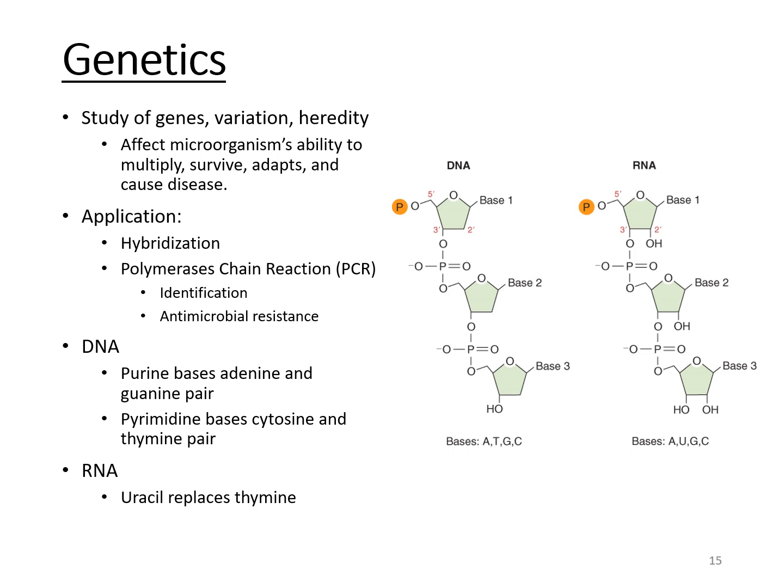Now, as you know, the prokaryotic cells do not have any sort of nucleus, so the genetic makeup is not contained within a nucleus. But your eukaryotic cells do have a true nucleus, and so that genetic material is maintained within that nuclear envelope. Now, when we look at genetics of a cell, we're looking at this to study the genes, the variations, and the hereditary makeup of that cell. And that can actually affect the organism's ability to multiply, survive, adapt, and cause disease based off of that genetic makeup.